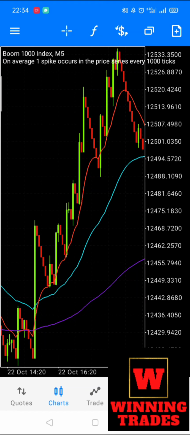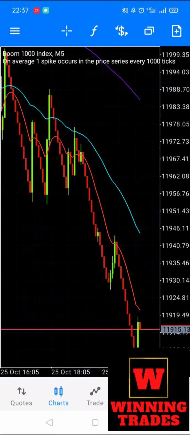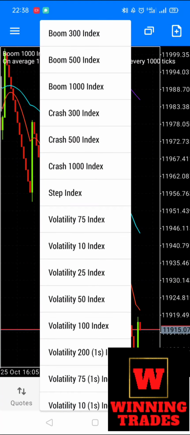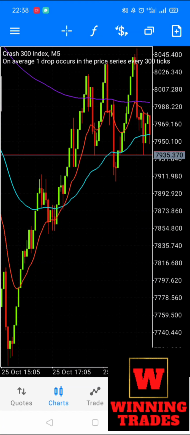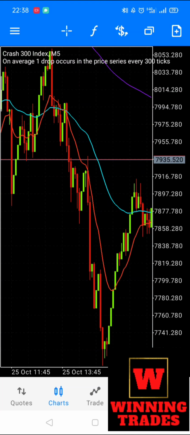All right, so let's go to crash guys. We are done with the buys. Let's go to the sells, and see if this strategy works perfectly for it. Okay, let's go to crash 300. Remember, we are done with looking for buys. Now in crash we look for sells, right? So without wasting much time, let's look for the examples. I don't want to waste time any longer.